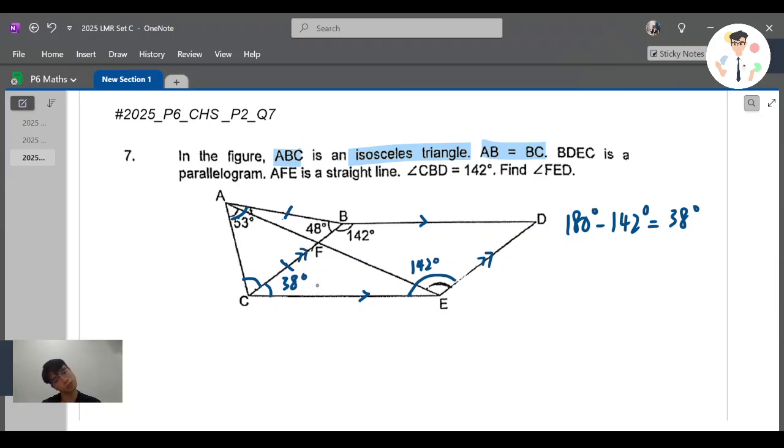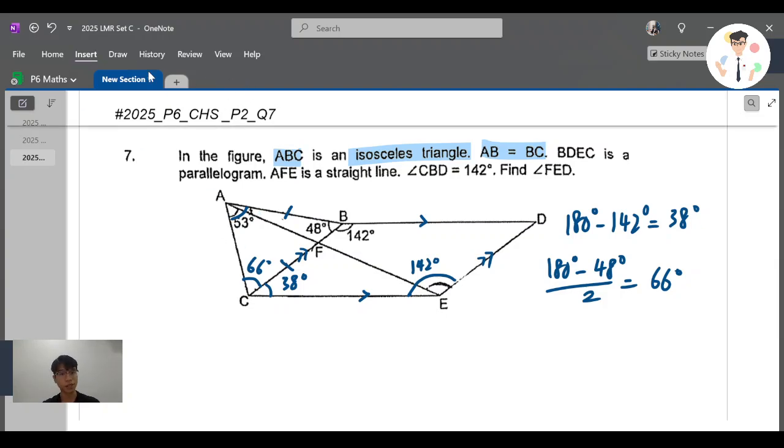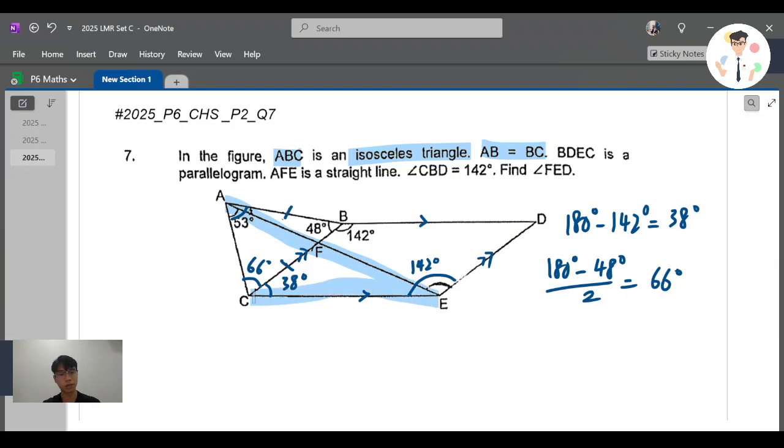And maybe it's good to find out what is the angle here and here. So 180 minus 48, divided by 2. You just press the calculator and you should get 66. So here is 66. And of course, the whole thing here is 66. But perhaps that's not my main goal to find here, because if you look carefully, this actually forms a triangle here. Can you see here?